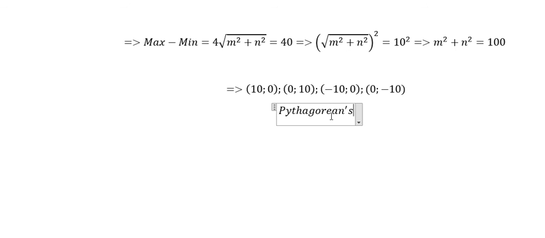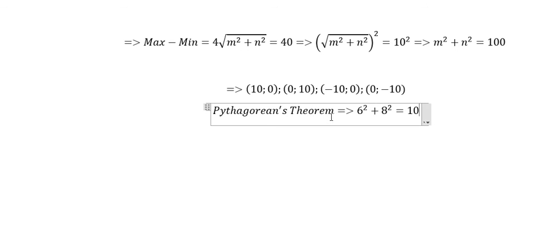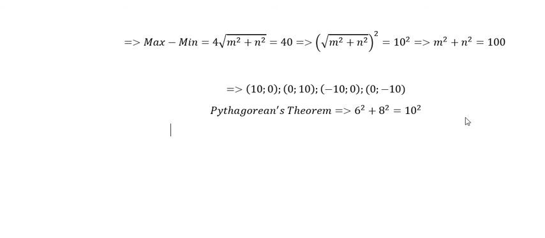And we know that this is just like the Pythagorean theorem, because it is just like 6 power 2 plus 8 power 2, just like that. But here we can accept negative numbers because they don't mention positive or negative. So we will have 8 more couples (m, n) here.